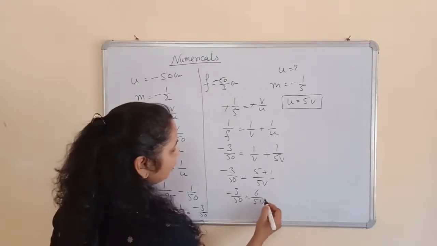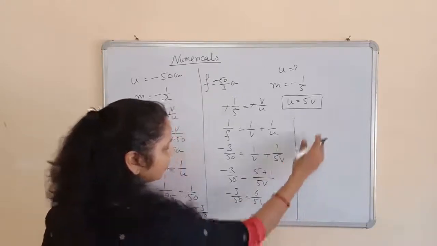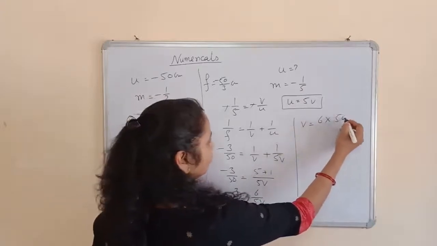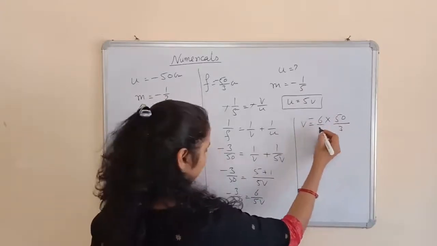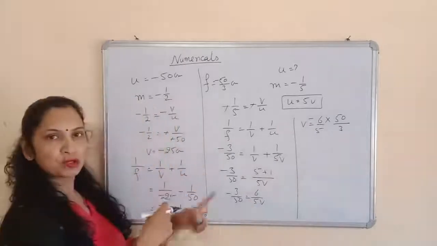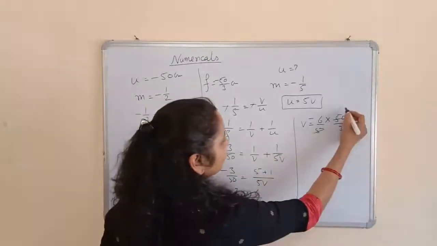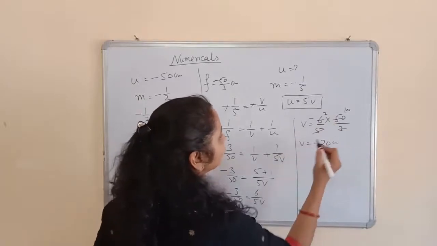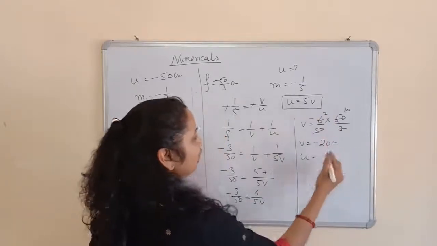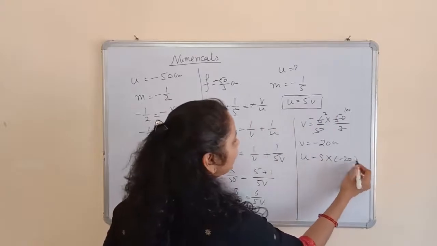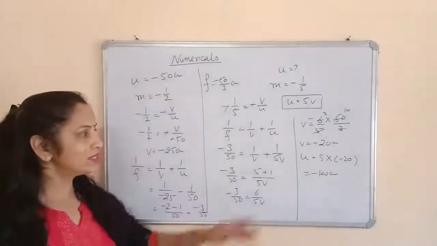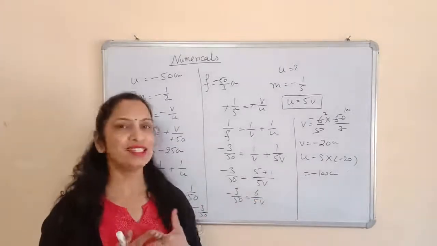6 upon 5V, then V is equal to 6 into 50 upon 3, negative, upon 5. Okay, we use the cross multiplication method. So V is minus 20 centimeter. What about the U? U is equal to 5V. 5 into minus 20, it will be minus 100 centimeter. The answer is negative because we know that the U is always negative.